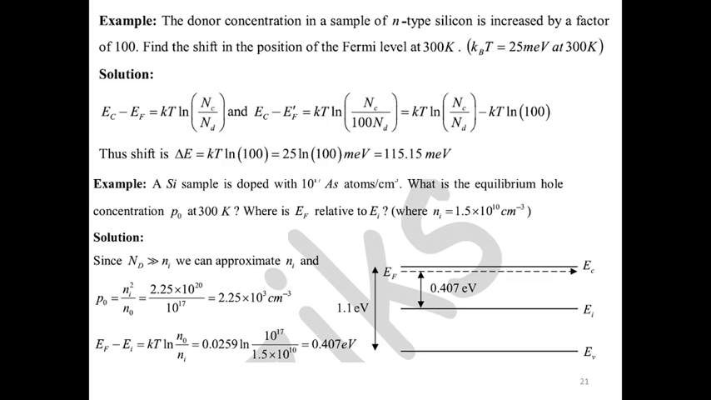Then the relative Fermi level with respect to the reference level you can calculate by using the EF minus EI formula. Just put the values. kT value is a constant, 0.0259 electron volt. Then you are getting the value 0.407 electron volt, and from the reference level EF is 0.407 electron volt, which is shown in the band diagram.